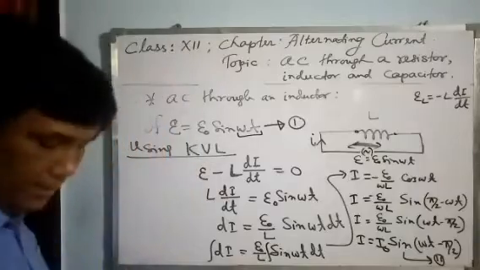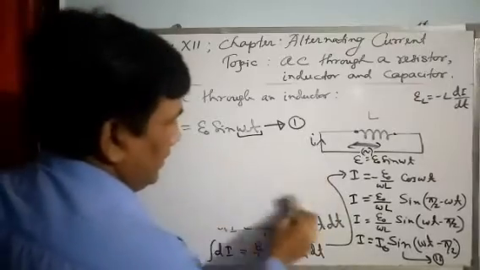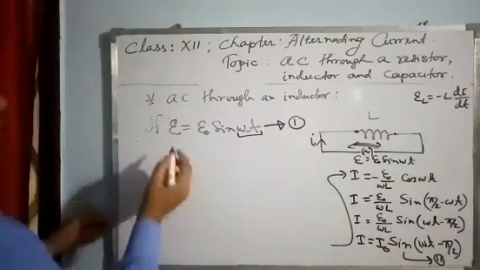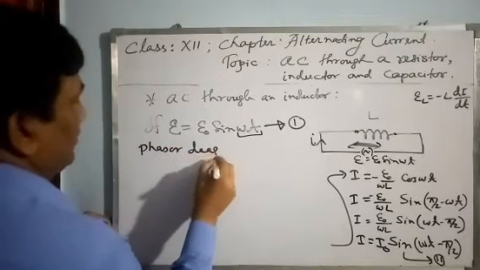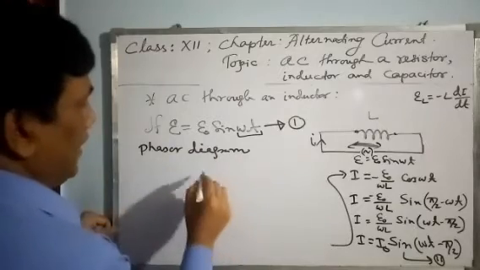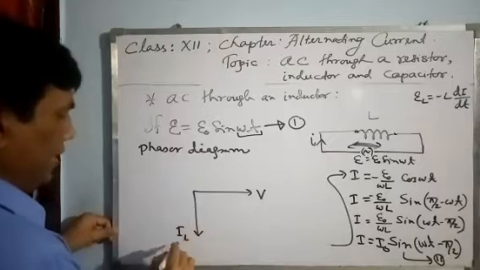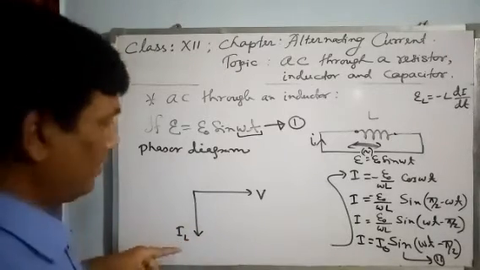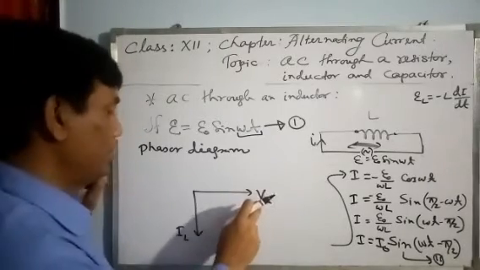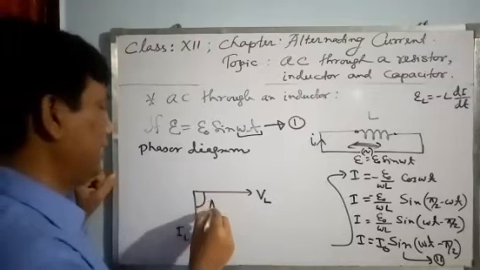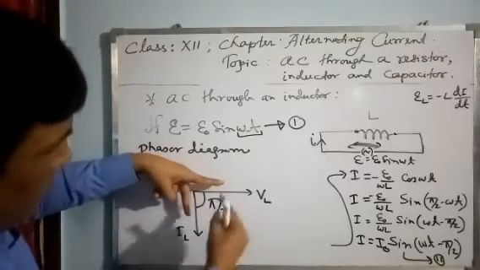Okay, now if I draw the phasor diagram, let me rub it. Phasor diagram. Okay, if this is the voltage phasor, the current will be this. I am writing IL for current through the inductor, and voltage through the inductor. That is the current, and current is lagging by pi by 2. Okay, this is the figure. This is voltage. This is current.